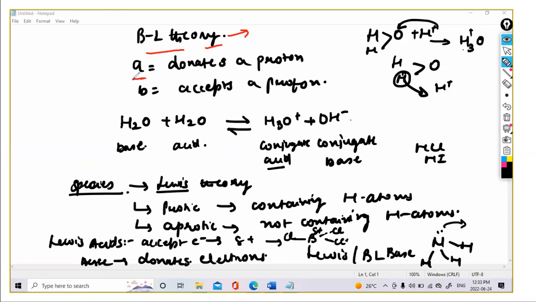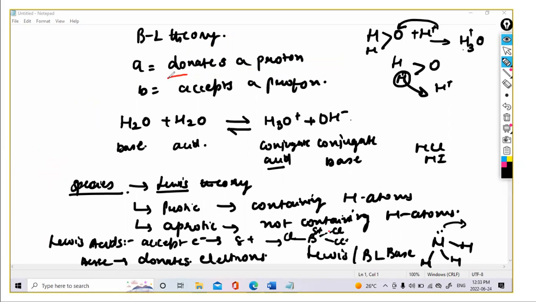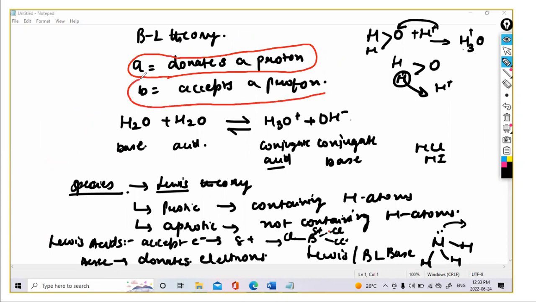According to this theory, an acid is something that will donate a proton. A proton is an H positive ion, right? The hydrogen atom contains one electron. Let's say this is a nucleus and this is one electron, and when it has lost this electron, you're left with this nucleus. This is known as a proton. So an acid is something that will donate a proton, the H positive ion, and a base is something that will accept a proton. That means it will accept an H positive ion.